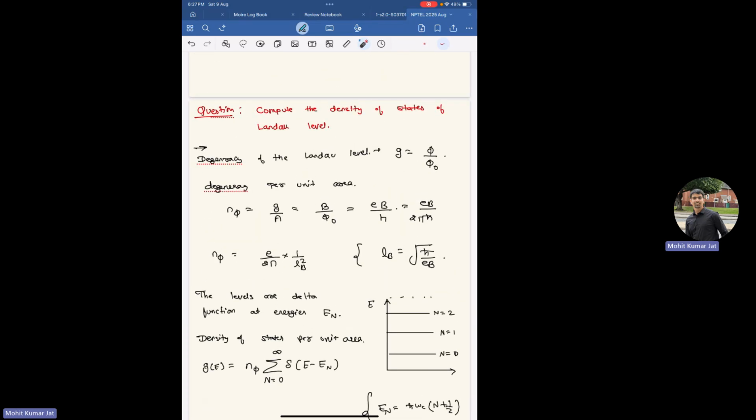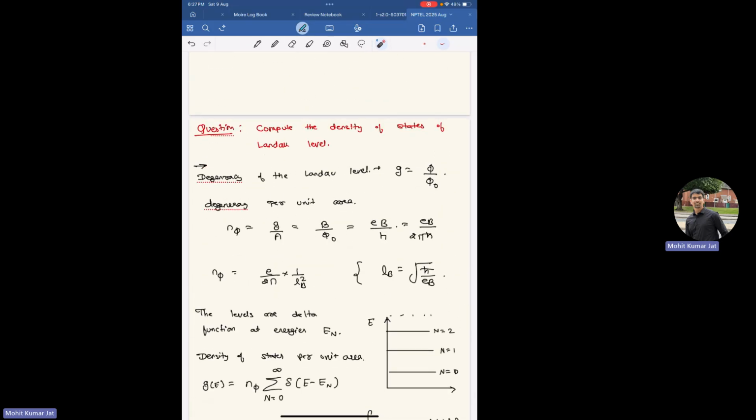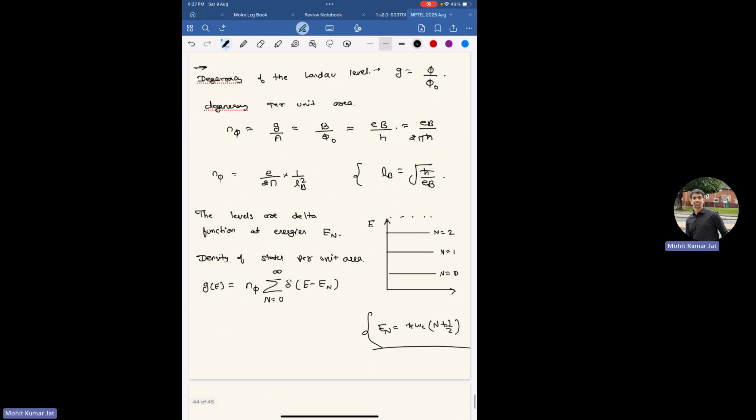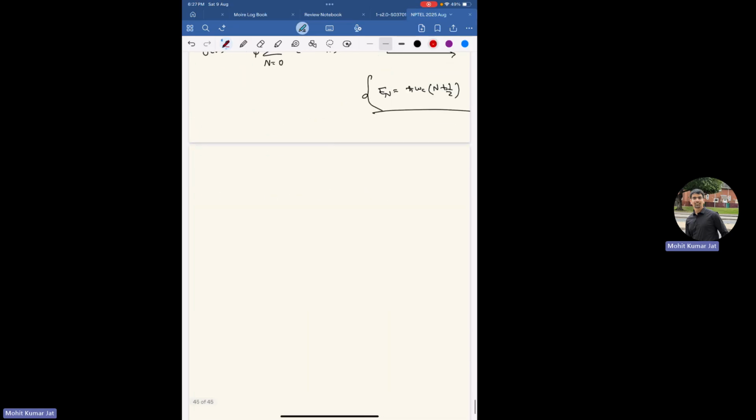Now I will come to question number three, which says that for a 2D electron gas in the presence of a perpendicular magnetic field B, write down Ohm's law.